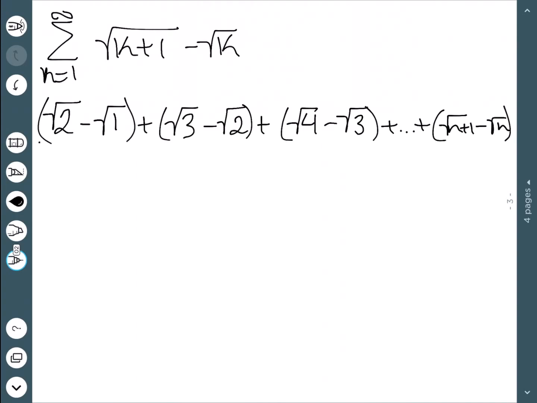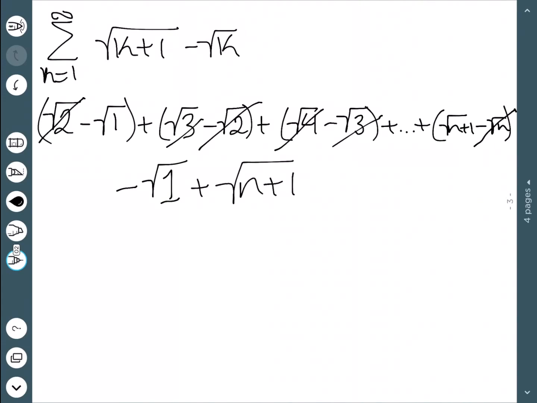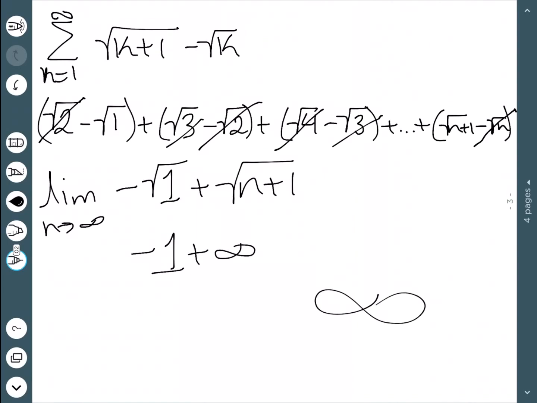And you'll notice one term on the outside cancels with the term on the outside in the next one. So I have root 2 and negative root 2, root 3 and negative root 3, and this root 4 is going to cancel with this negative root n. So now I have negative root 1 plus the square root of n plus 1. And if I take the limit as n goes towards infinity, I end up with negative 1 plus infinity. So this series is actually going to diverge to infinity.